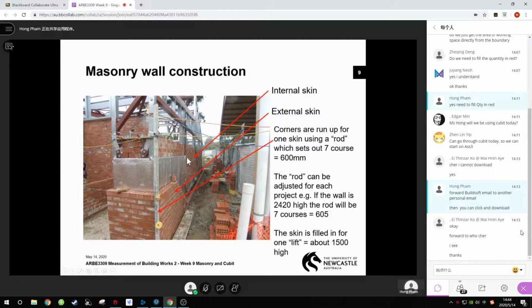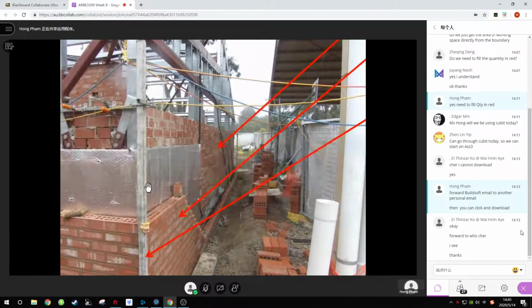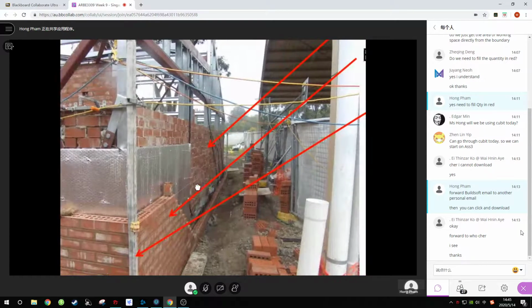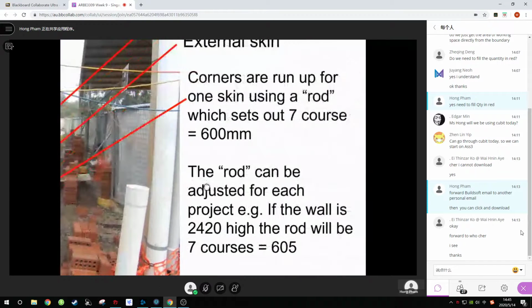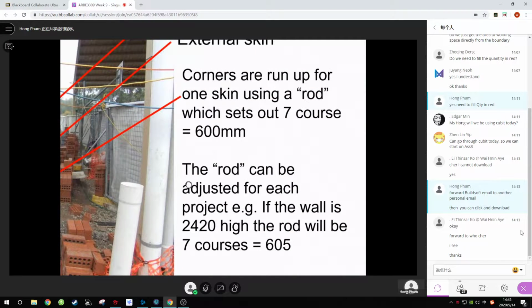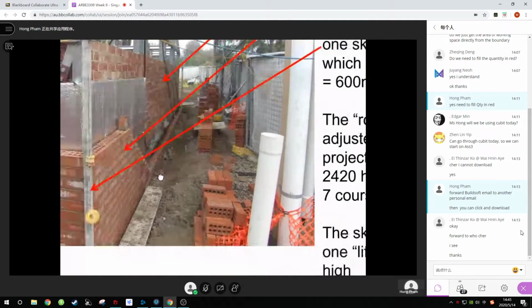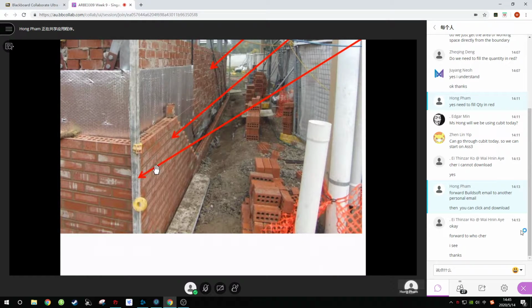Okay, this is an example of a hollow wall. I can zoom in a little bit for you to see. You see that? This is an example of a hollow wall. Corners are run up for one skin using a rod, which sets out 7 courses. Okay, so this is a stick, and this is a rod here. We will set up, then there is a string line here. So every 6-7 courses they put a string line.